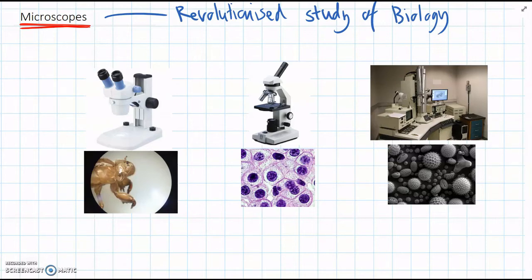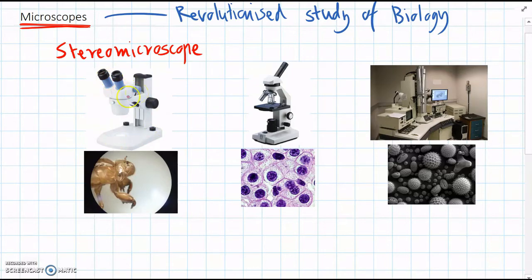So in this video we're going to look at the three main types of microscopes, and then we'll look at the most common one that we'll use in the lab for looking at cells. So the first type of microscope is called a stereo microscope. And we can see a picture of a stereo microscope.